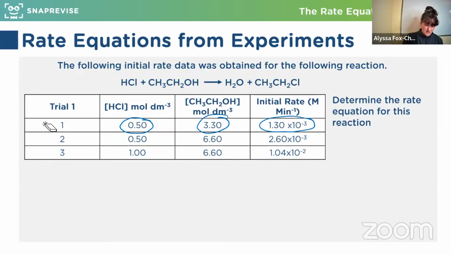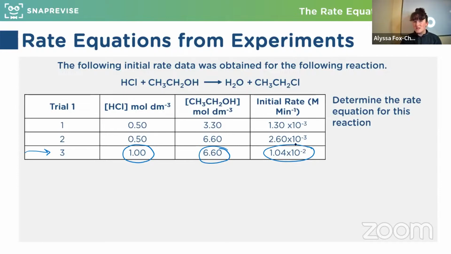We then repeated our experiment. We did trial number 2. In trial number 2, we kept the concentration of HCl the same as it was the first time, but we doubled the concentration of ethanol. We then measured the initial rate. The initial rate was 2.6 times 10 to the minus 3. We then repeated the experiment a third time. We did trial number 3. In trial number 3, we took 1 mole per decimeter cubed of HCl and 6.6 moles of ethanol, and we measured the rate, and we got 1.04 times 10 to the minus 2.